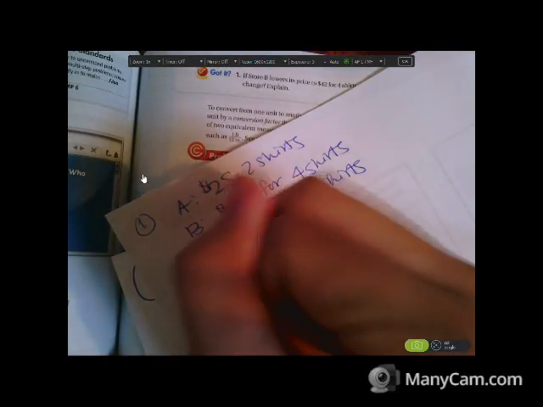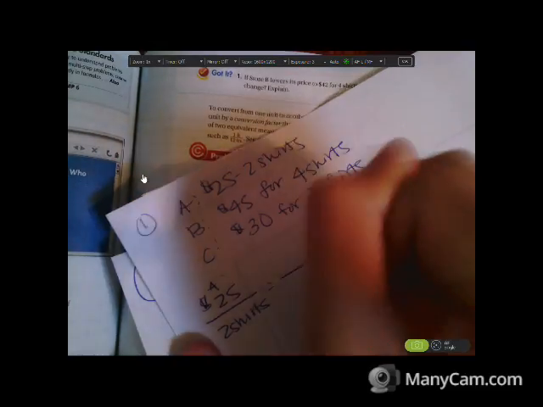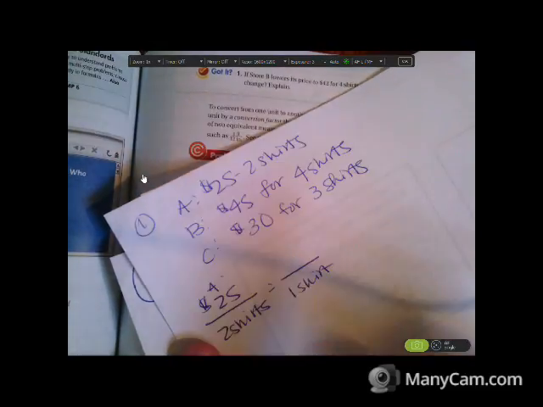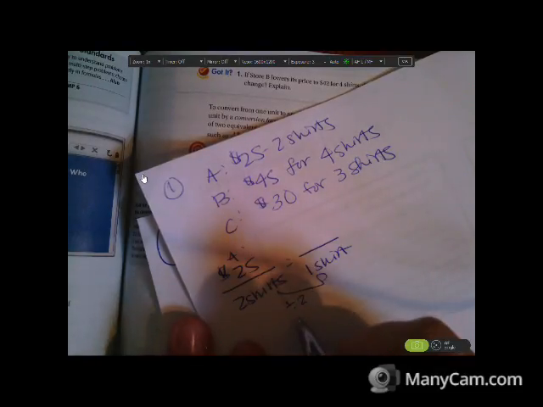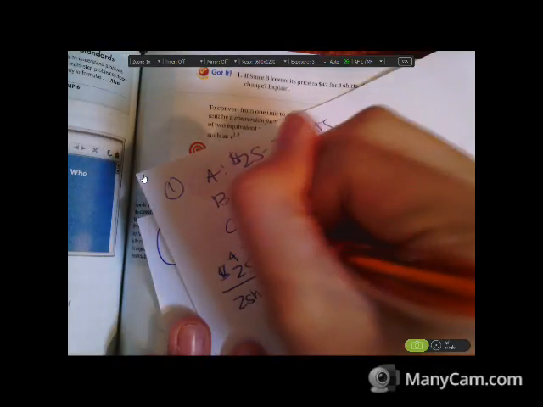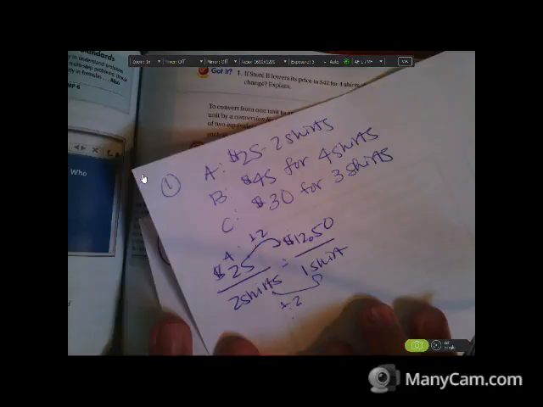So, if store A is $25 for 2 shirts, that means I want to know the price for 1 shirt. So, how do I get from 2 to 1? I divide by 2. And when I do the bottom, I gotta do the top. So, 25 divided by 2 is $12.50. So, store A is $12.50 for 1 shirt.